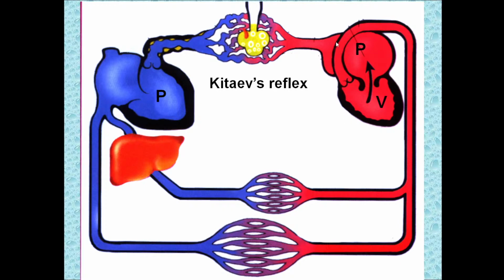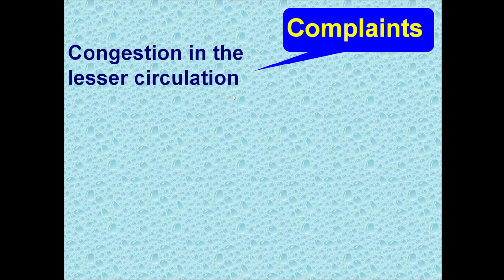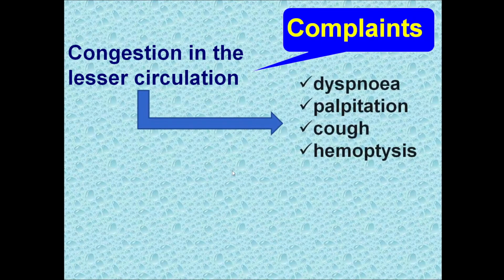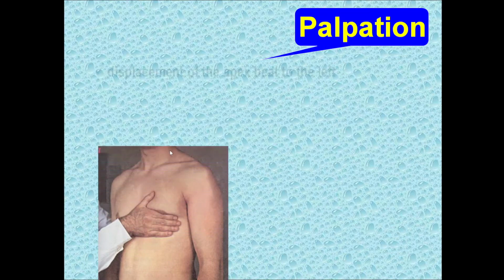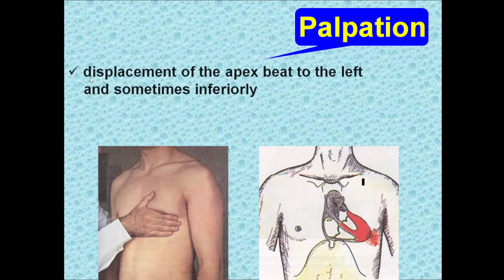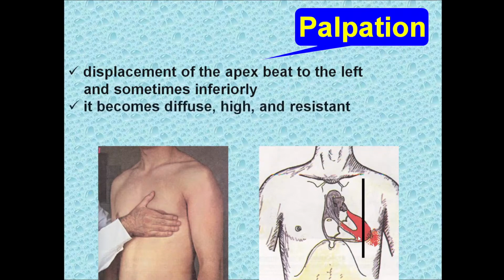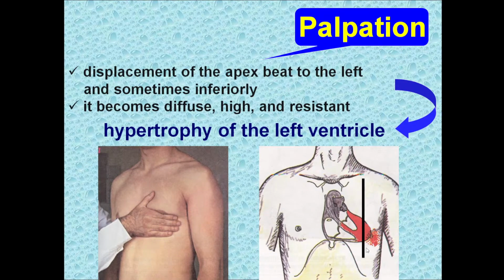First of all, left ventricle, then left atrium, and right ventricle. The patient complains of congestion of blood in the pulmonary circulation first of all. We remember there are dyspnea, palpitation, cough, and hemoptysis. On inspection, we see central cyanosis, because first of all the problem is with the pulmonary circulation, and the patient usually comes to the doctor before the decompensation of the right ventricle. It appears late, with total heart failure. On palpation, we reveal displacement of the apex beat due to the hypertrophied left ventricle. It's displaced laterally from the mid-clavicular line, becomes diffuse, high, and resistant.